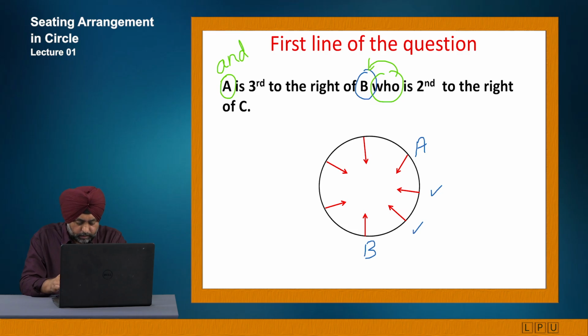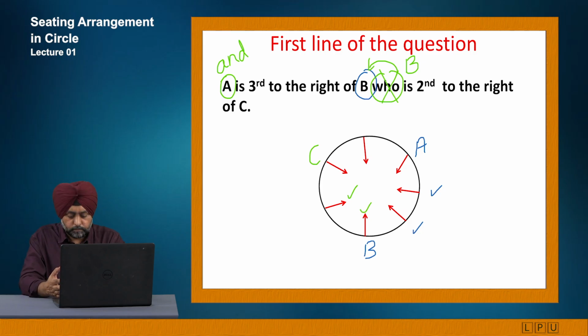So who is second to the right of C? So instead of who, we can write B also here, just to understand better. B is second to the right of C. Now we can't change the position of B because we have fixed it. So where can we place C so that B comes second to the right of C? So the only position left is this. C is here, B is second. First to the right is this person, second to the right is B.